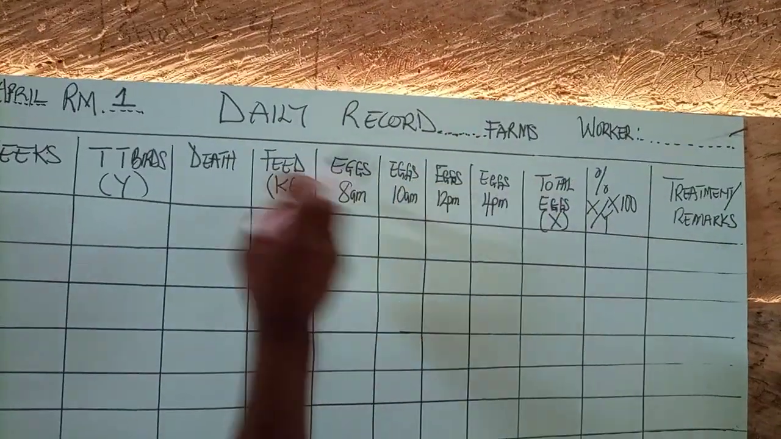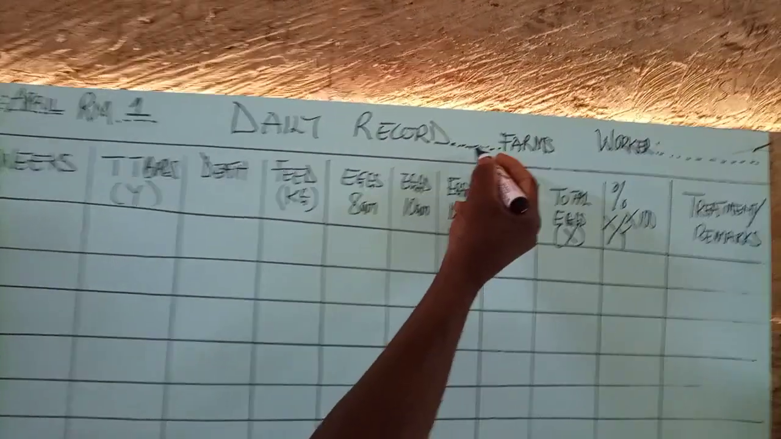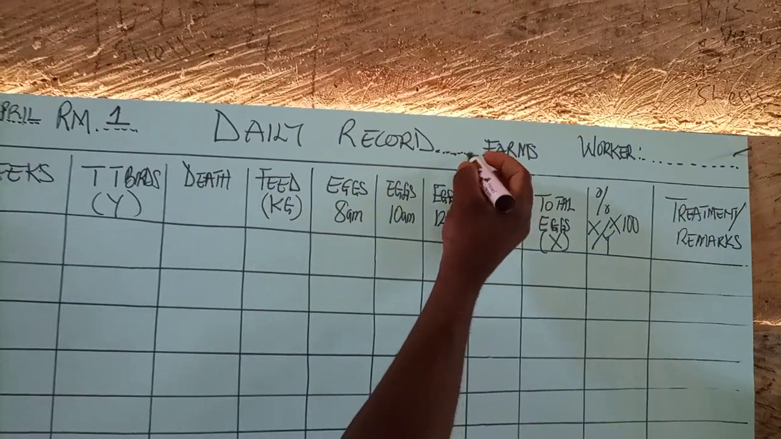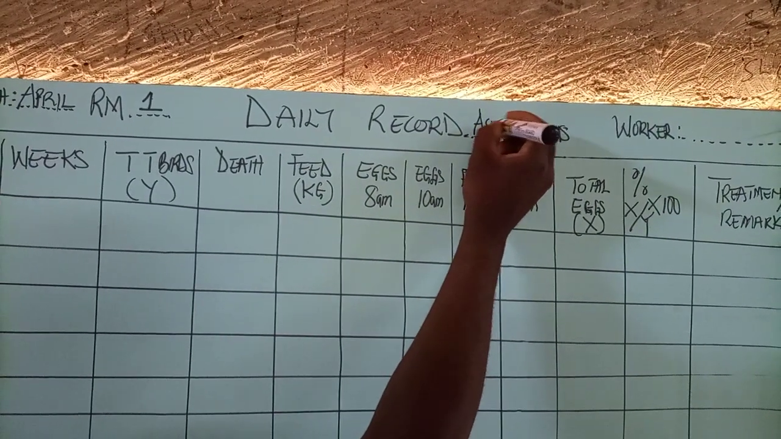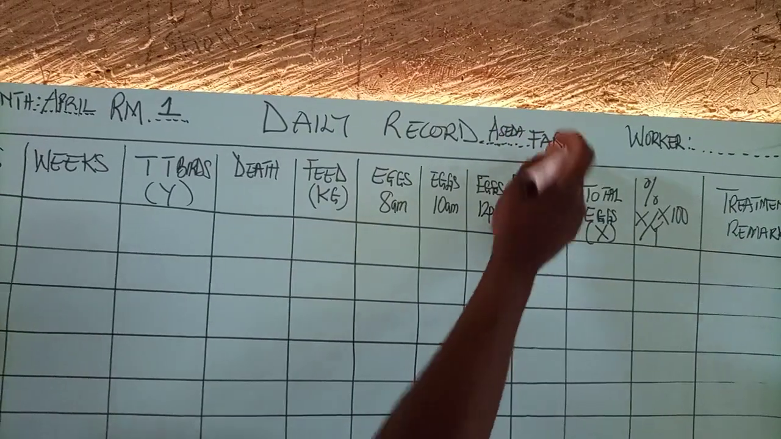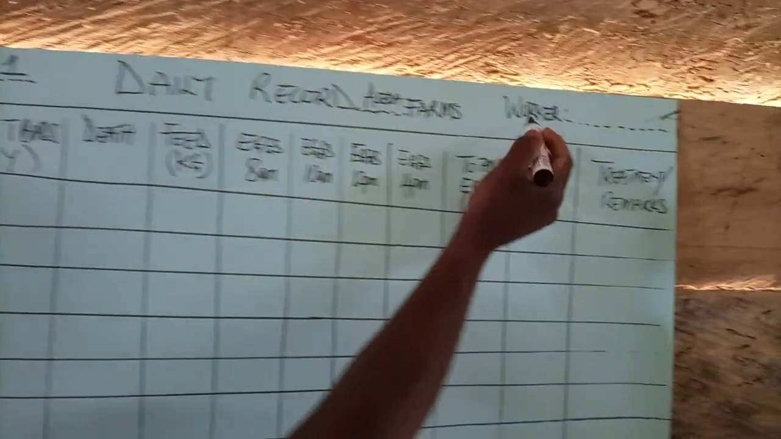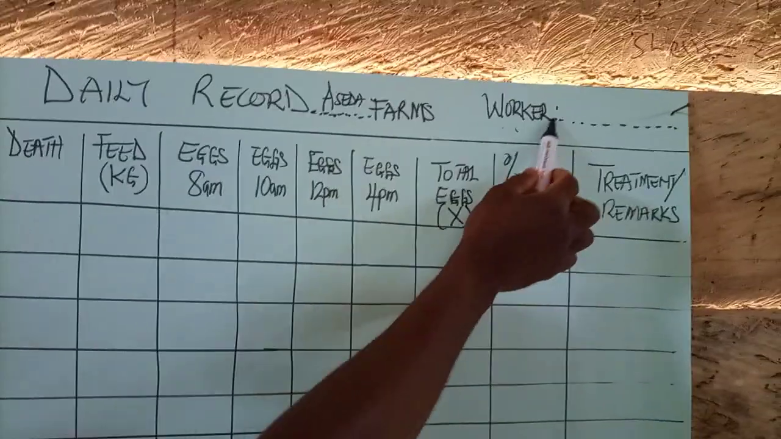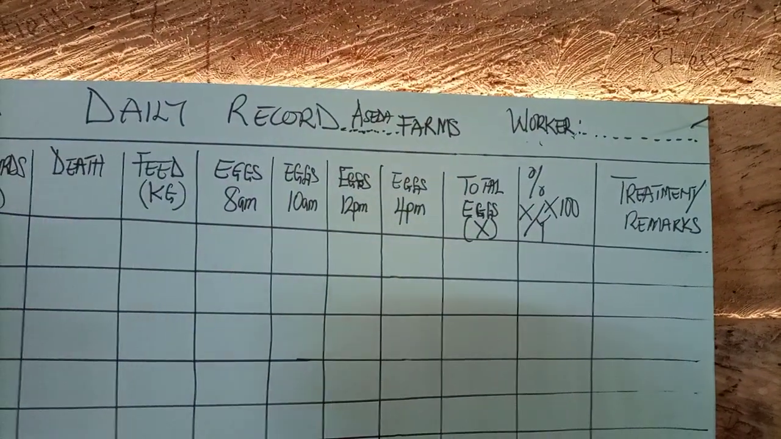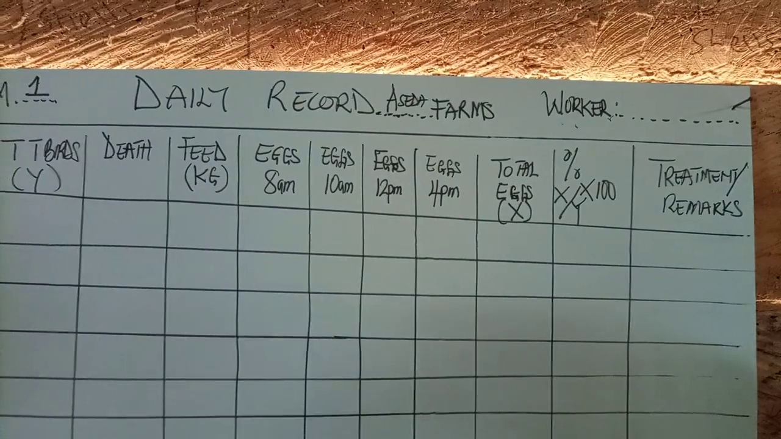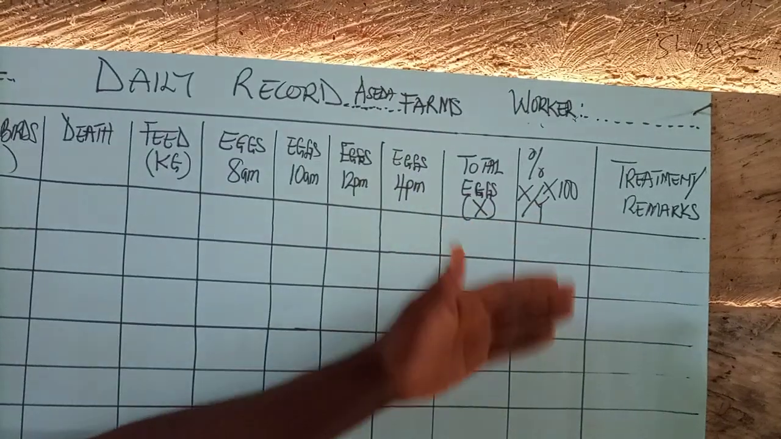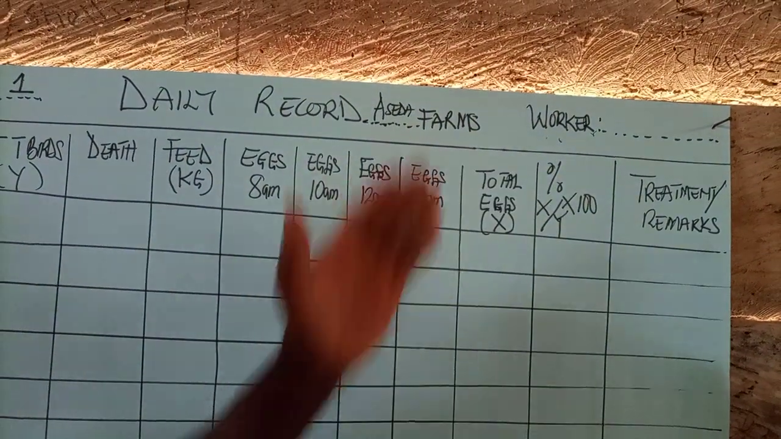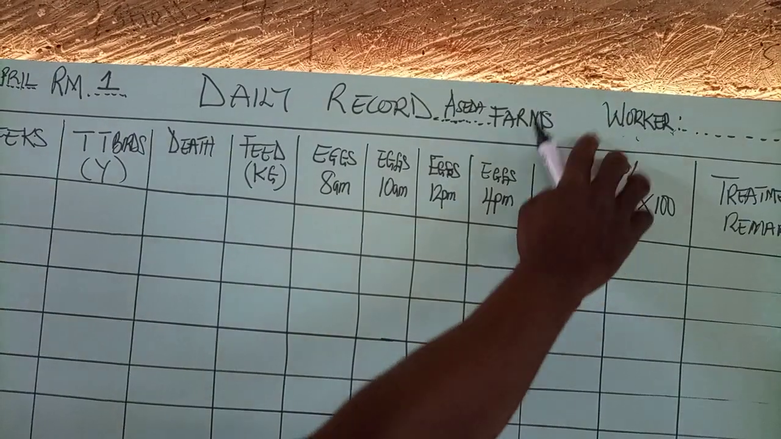So maybe you have a farm name. This is the daily record of, let's say, Aseda Farms. And then the name of the worker is supposed to be here, so that if you are going around and you see something, you are able to identify that this worker has been assigned to maybe room 1 or room 2 or room 3. So that is how it is.